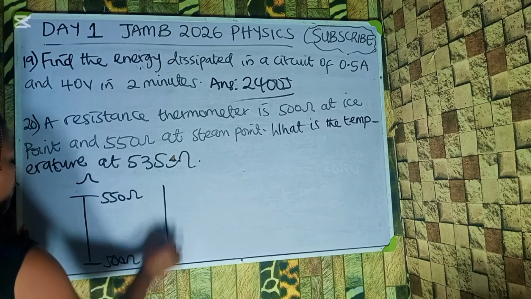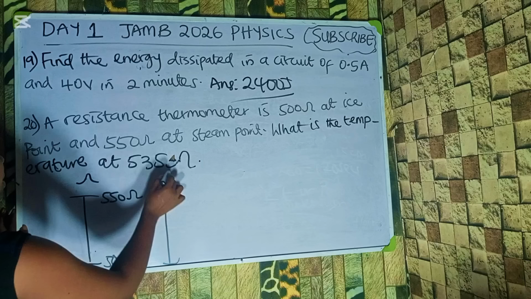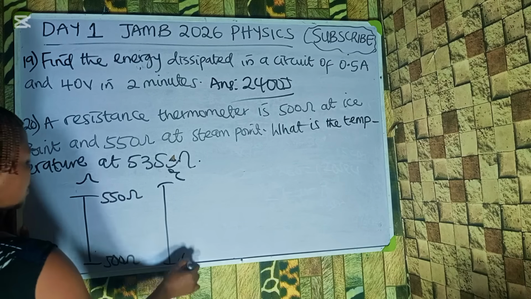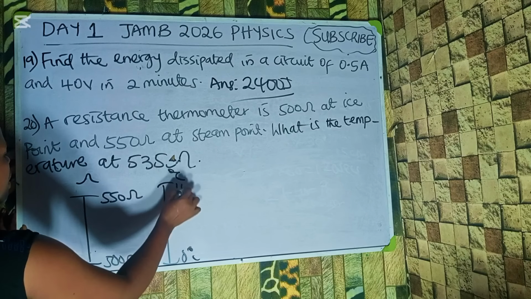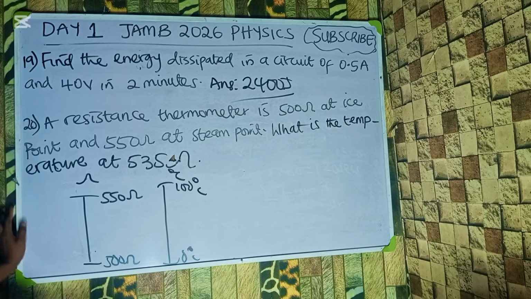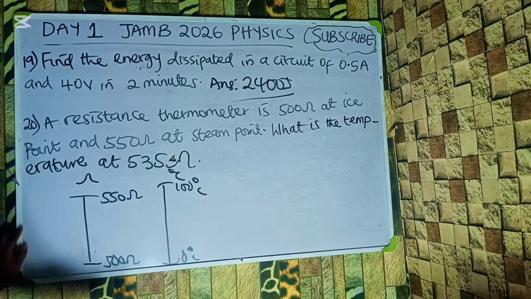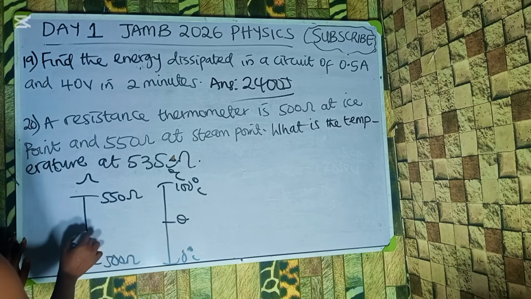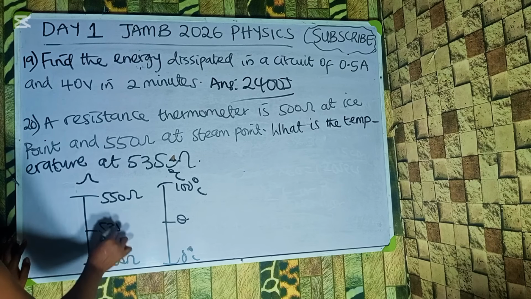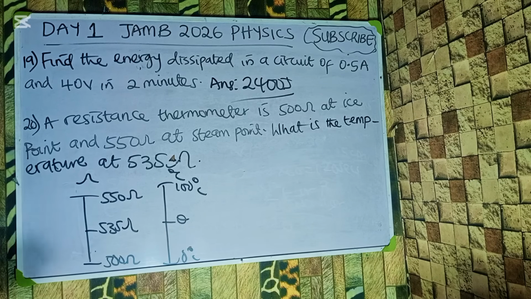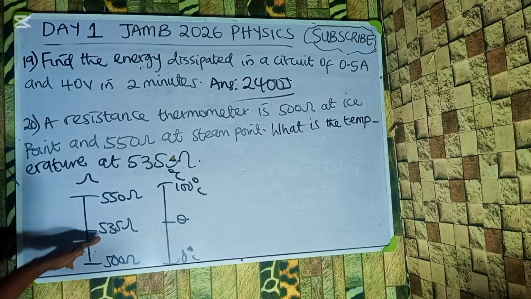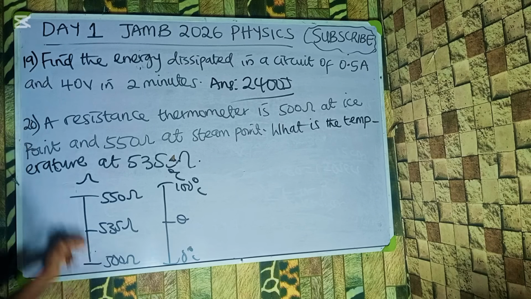Then you are comparing with the ordinary temperature, which is in Celsius. The ice point is 0 degrees C and the steam point is 100 degrees C. Now looking at the fundamental interval, the reading is given as 535 ohms. Remember the formula: the reading minus lower fixed point divided by upper fixed point minus lower fixed point. So let's solve.